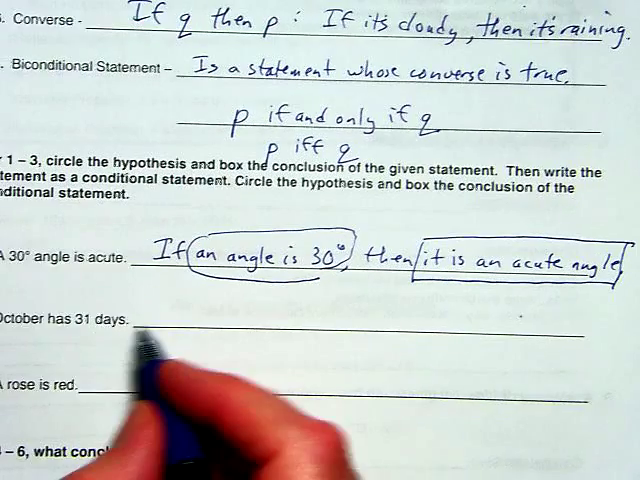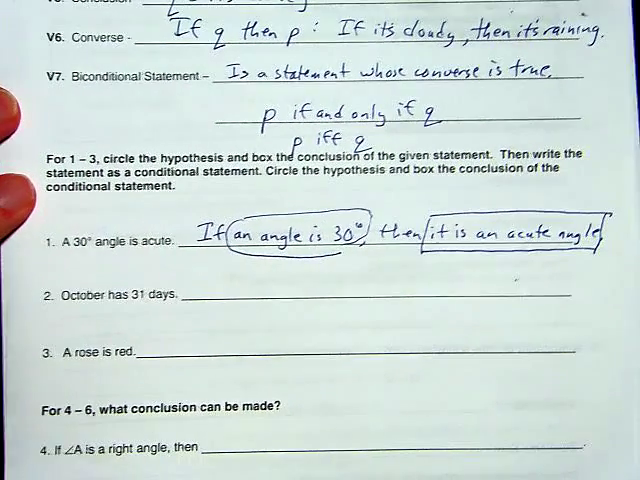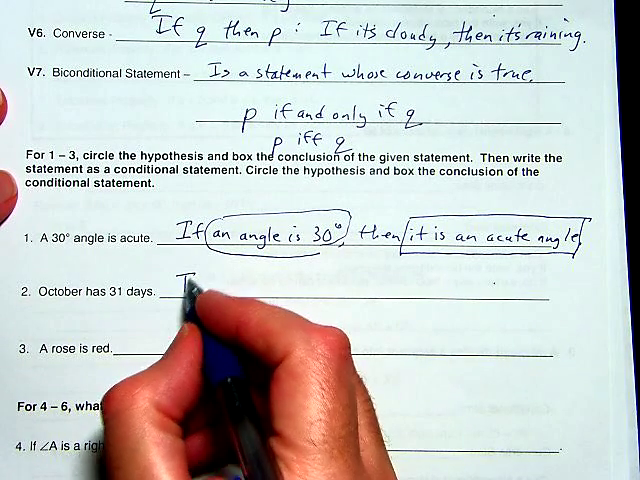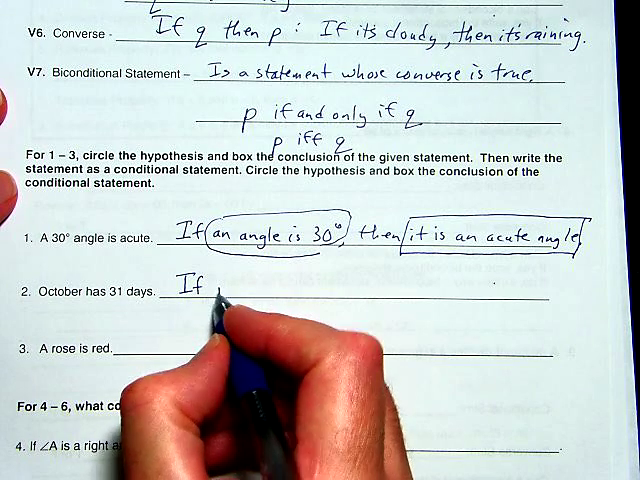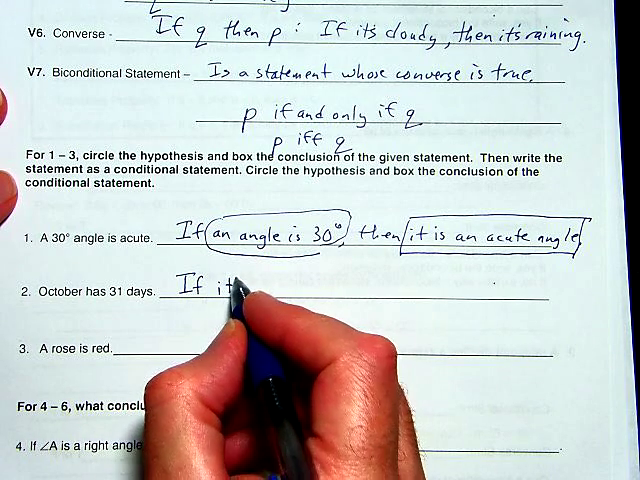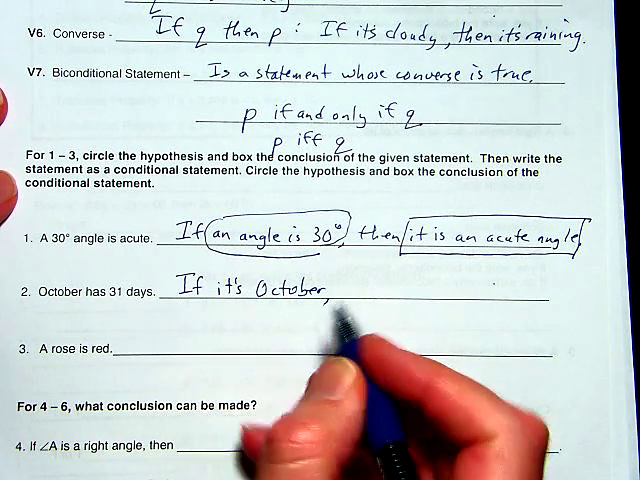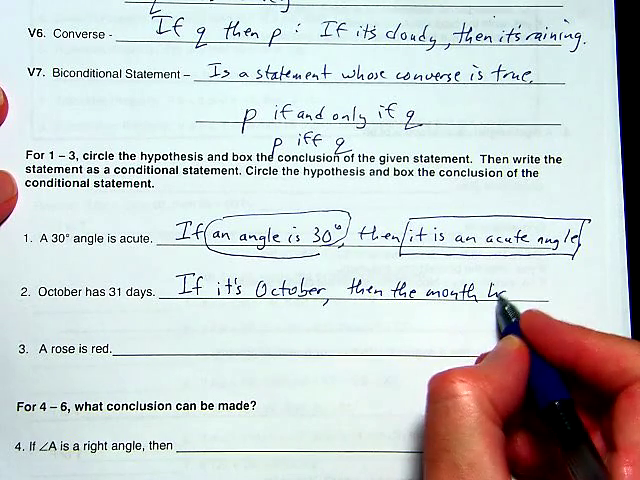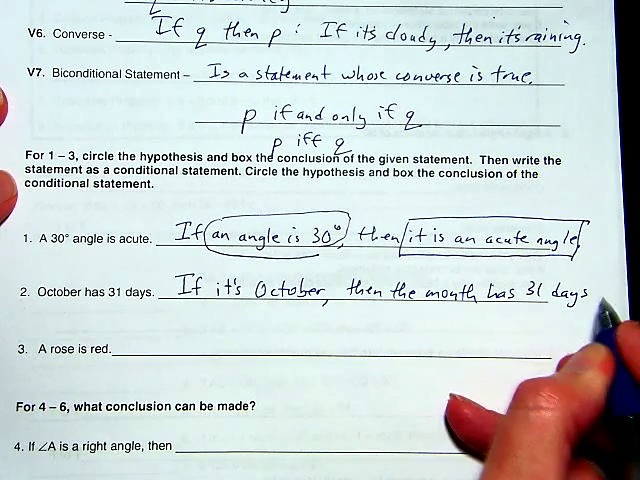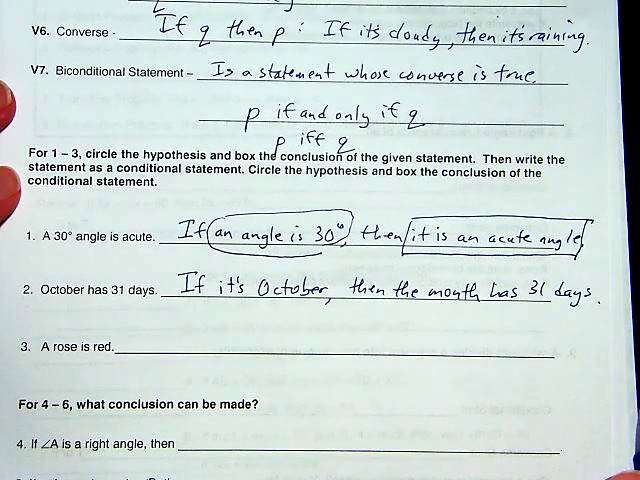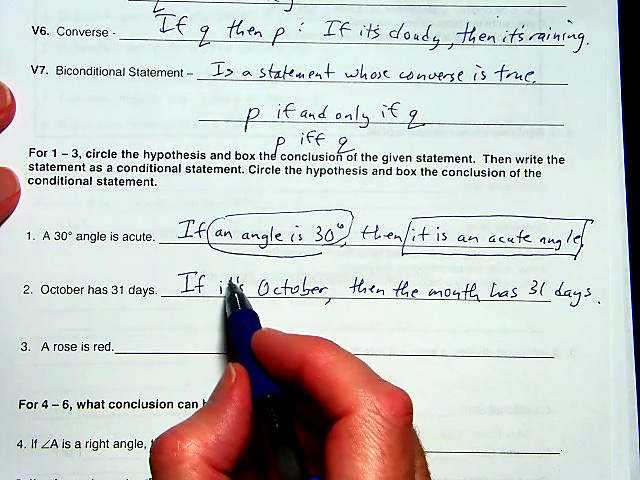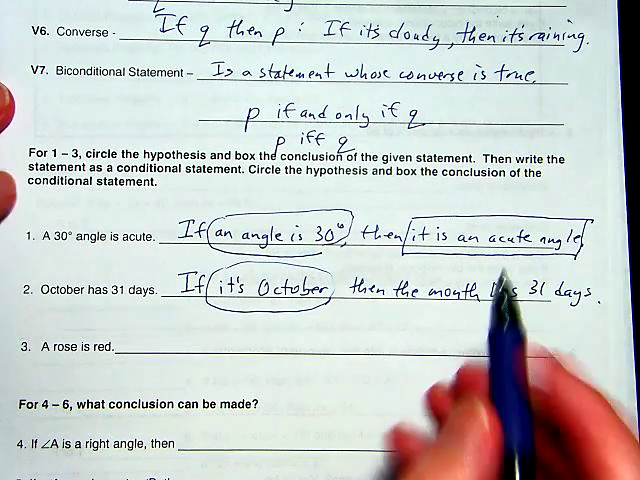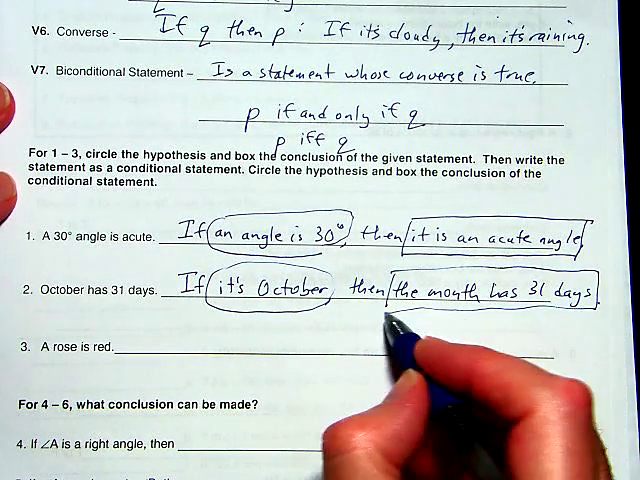Okay. Let's look at October has 31 days. And a pretty simple template for doing this is you can just say if it's October, then the month has 31 days. Okay, so if we're in October, the month has 31 days. The hypothesis is it's October, and the conclusion is the month has 31 days.